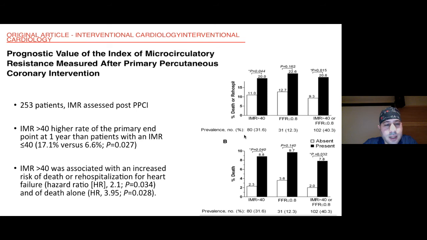If you look at their data, they found that if your IMR was greater than 40, it was associated with an increased risk of death or rehospitalization for heart failure, and/or death alone. Unfortunately, we still don't know what to do with this data. It's an independent marker of worse prognosis, but what can we do about it?